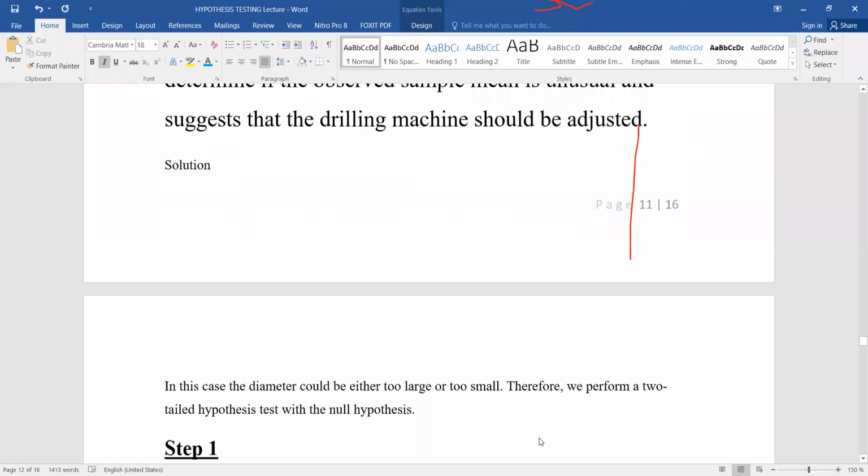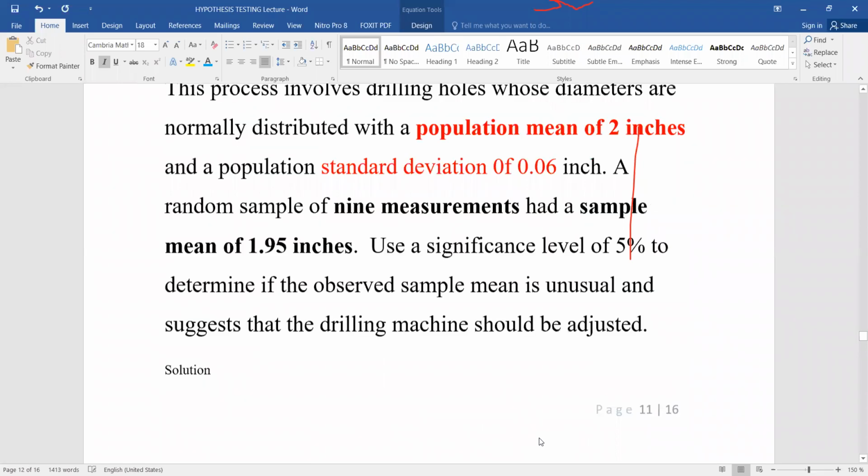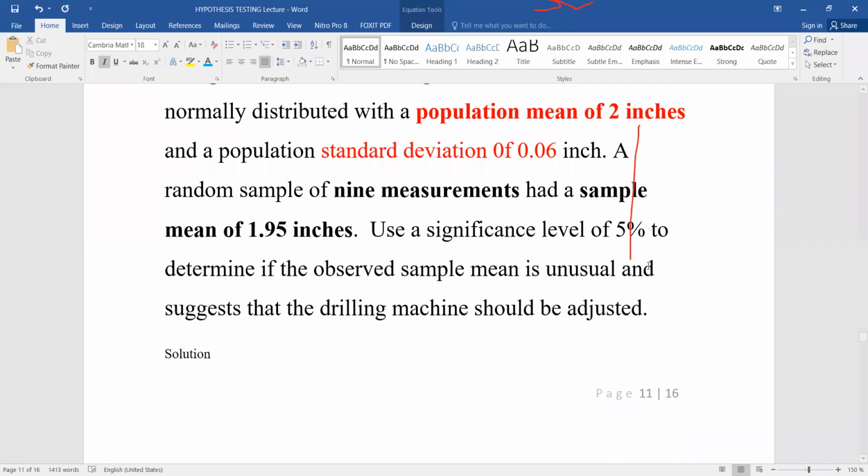Who said it is 6%? The answer is saying using a level of significance of 5%, and you're saying it is 6%. Where are you getting the 6% from? Don't confuse us. It is 5%.